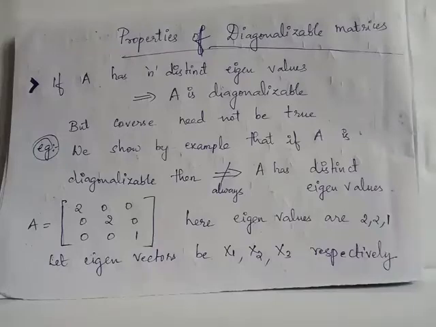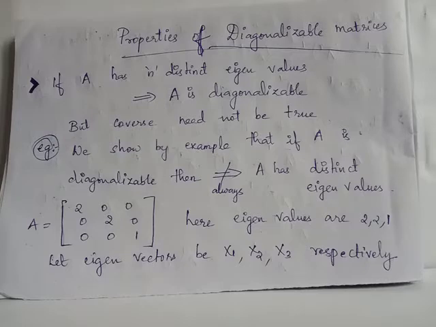Let us discuss a few properties of diagonalizable matrices. If the square matrix A has n distinct eigenvalues, that is, none of the eigenvalues repeat, then it's sure that A is diagonalizable. But the converse need not be true. That is, if it's given that square matrix A is diagonalizable, then it need not always be true that A has distinct eigenvalues. Even if A is diagonalizable, it may have repeated eigenvalues as well.